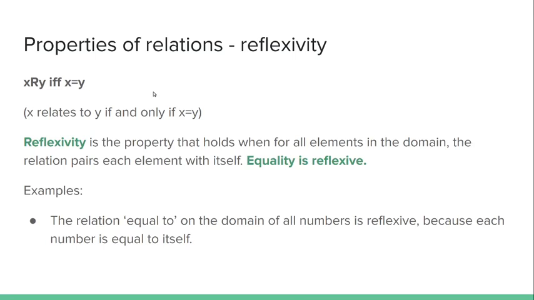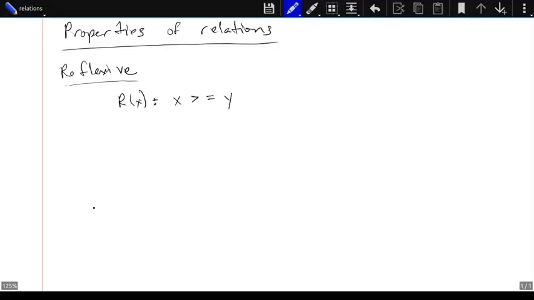So reflexivity is the property that holds when for all elements in the domain, the relation pairs each element with itself. The most common example of a reflexive relation is equality, or equals. The relation equal to on the domain of all numbers is reflexive because every number is equal to itself. Let's have a look at another relation that is reflexive.